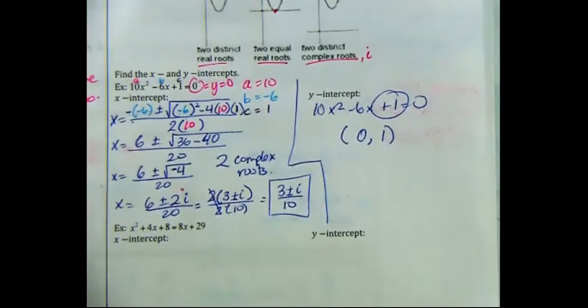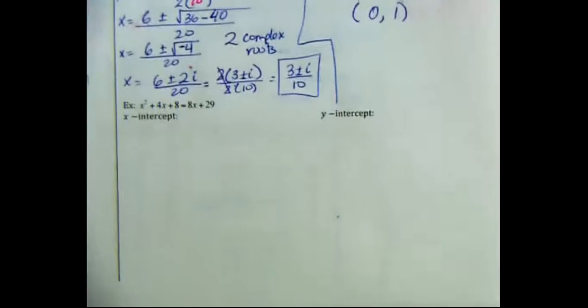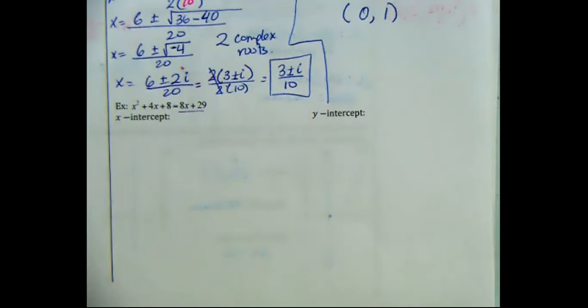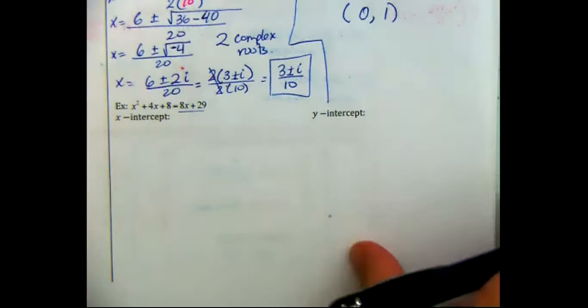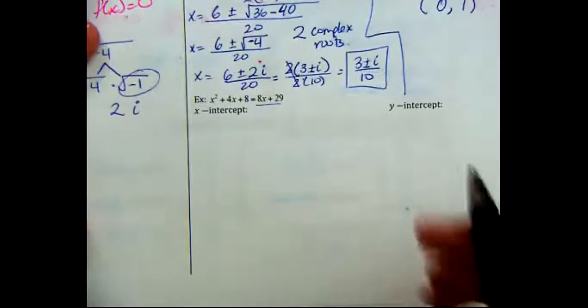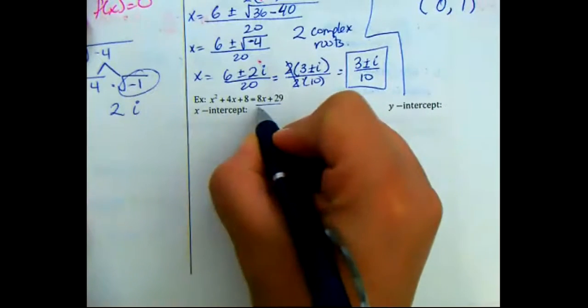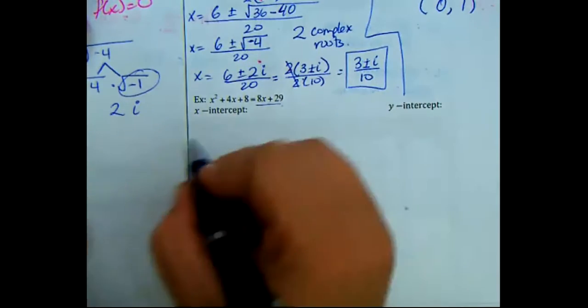If we take a look at our next example, we have x squared plus 4x plus 8 is equal to 8x plus 29. Notice how it's not equal to 0. It's equal to 8x plus 29. So we do have to make some changes there and make it equal 0. So the first thing we got to do is subtract over that 8x and that 29 there.